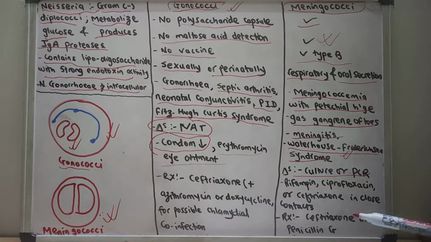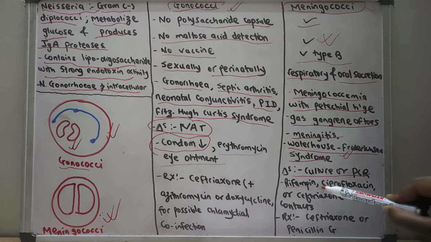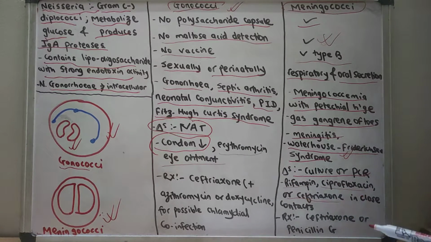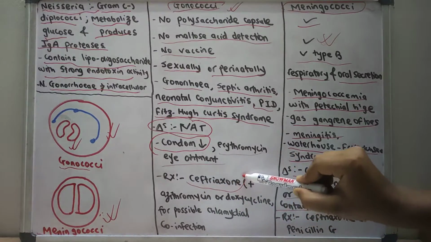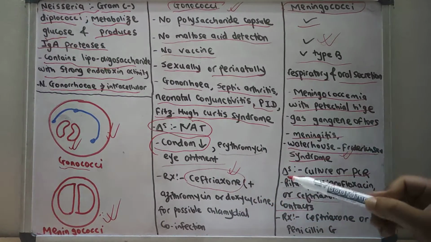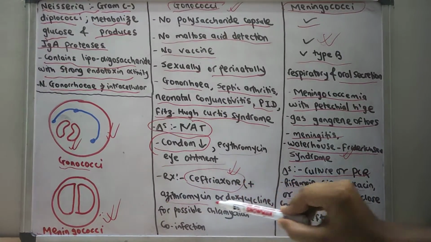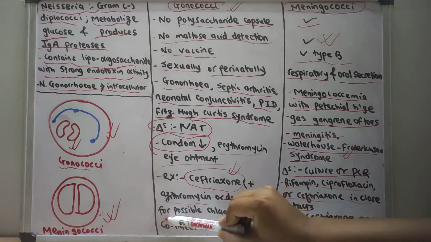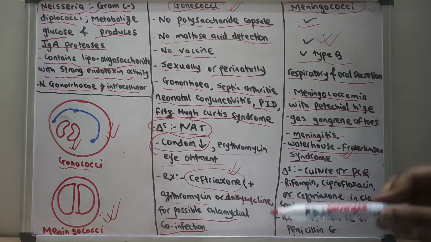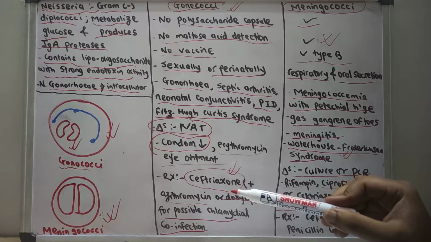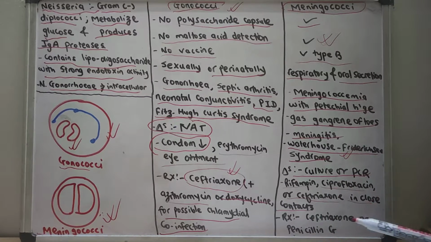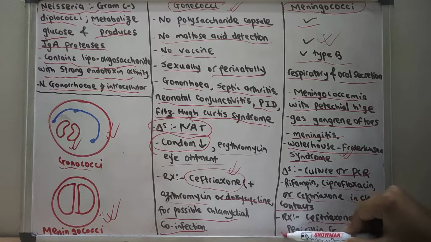For the meningococci, we can give rifampicin, ciprofloxacin, or ceftriaxone for the close contacts. So what is the actual treatment after the gonorrhea? Ceftriaxone is the main treatment for the gonococci. We can also give azithromycin or doxycycline for possible chlamydial co-infection in case of gonococci infection. Whereas for the meningococci, we give ceftriaxone or penicillin G.